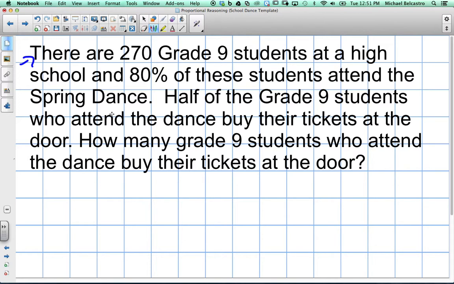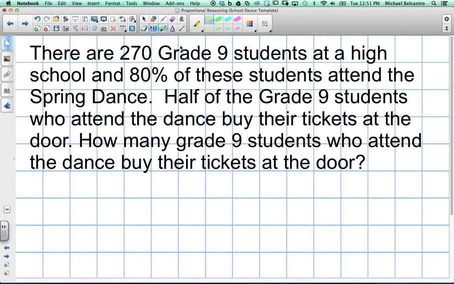We'll read it once through and then highlight what we think is important. There are 270 grade 9 students at a high school, and 80% of these students attend the spring dance. Half of the grade 9 students who attend the dance buy their tickets at the door. How many grade 9 students who attend the dance buy their tickets at the door?